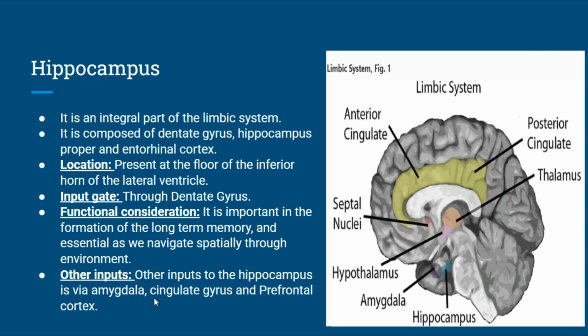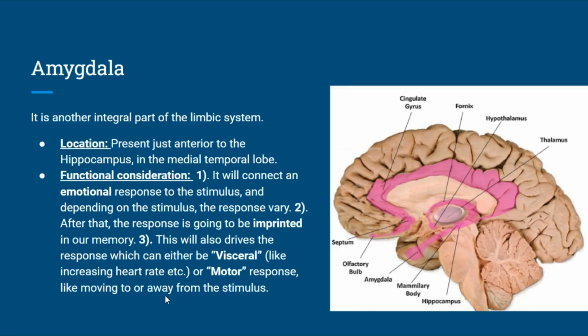So what is the hippocampus? We have the hippocampus present right there. It is an integral part of the limbic system. It is composed of the dentate gyrus, hippocampus proper, and entorhinal cortex. Location is basically at the floor of the inferior horn of the lateral ventricle. Input gate is through the dentate gyrus, and the functional consideration is that it is important in the formation of long-term memory and essential as we navigate spatially through the environment. Other inputs to the hippocampus are through the amygdala, cingulate gyrus, and the prefrontal cortex. We have discussed the prefrontal cortex when we were learning the cerebral cortex.